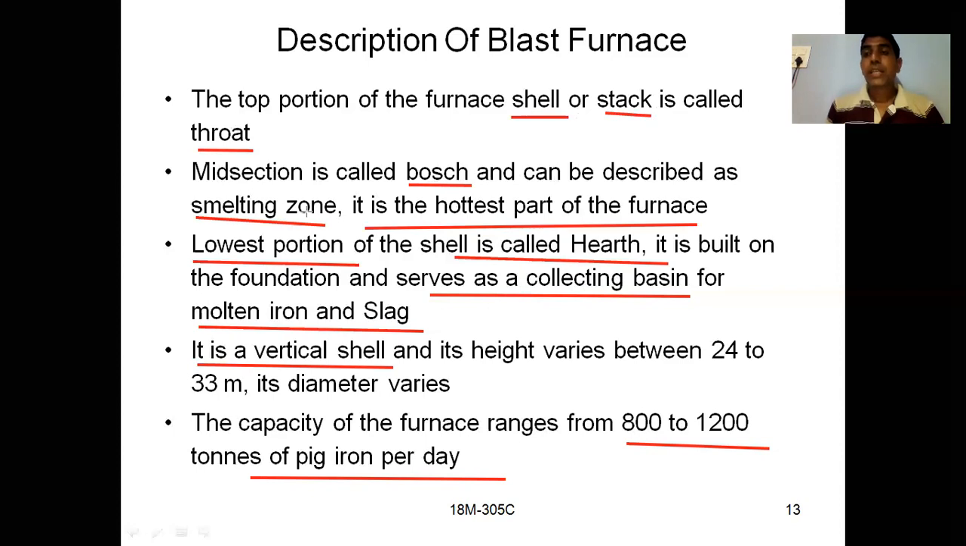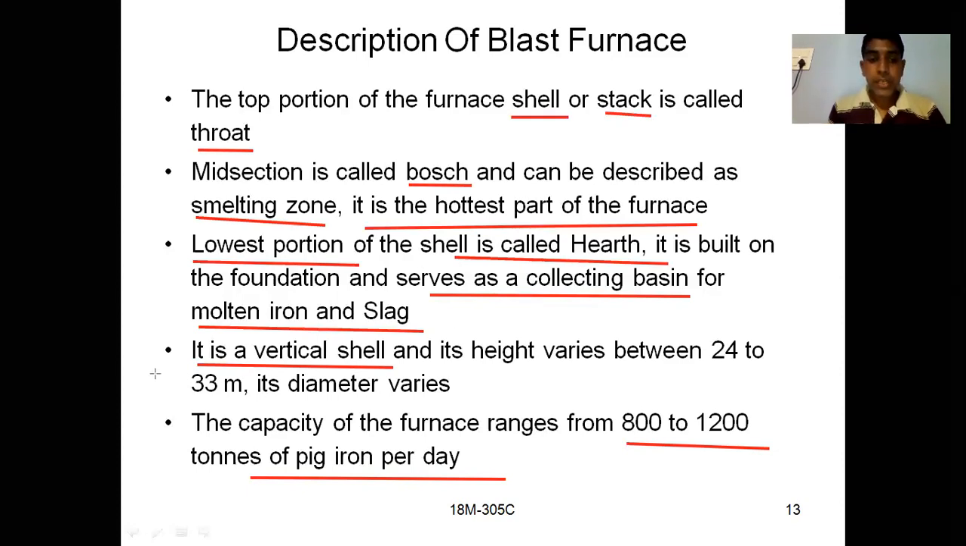That means here the melting process will take place, and it is the hottest zone in the furnace. The lowest portion is known as the hearth, where the molten metal and the slag will settle down. It will act as a collecting basin for molten iron and slag.